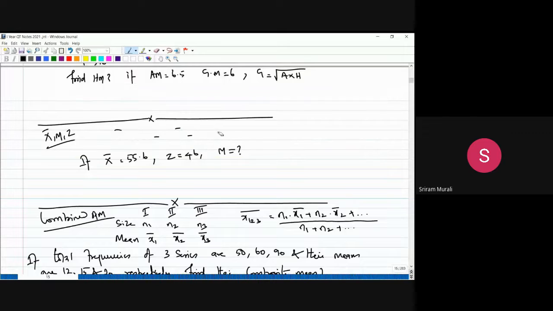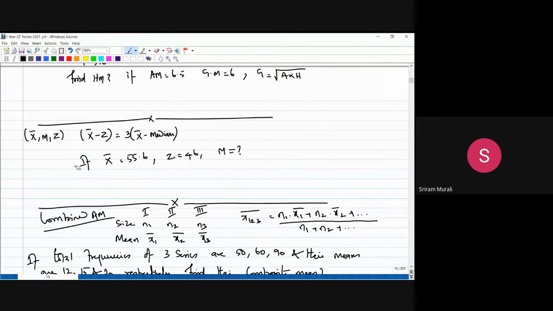Now, this is another important relation. It is very, very important for your 2 mark. Relation between mean, median, and mode. Mean minus mode is equal to thrice mean minus median.